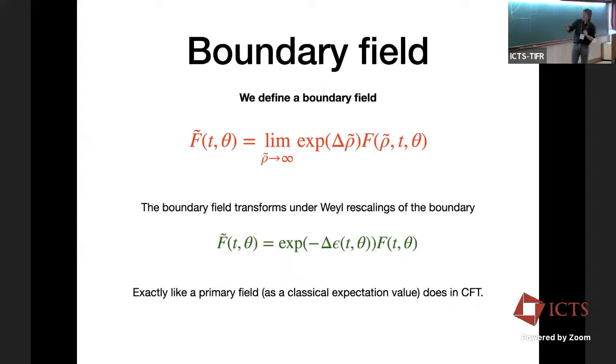Okay? But this is the crucial fact that tells you that if things are going to work out, they have to work out in such a way that the operators that show up here, these things that we're computing, have something to do with operators that have the same conformal properties, or the same transformational properties, under boundary scalings.